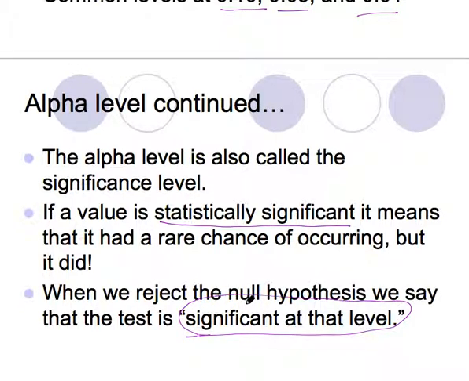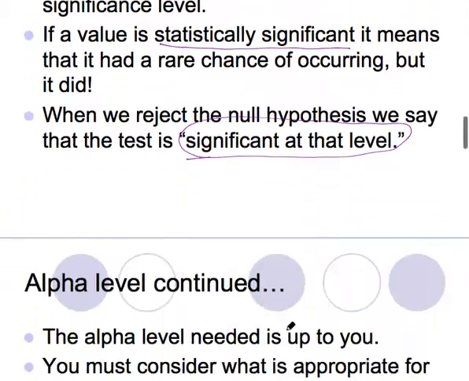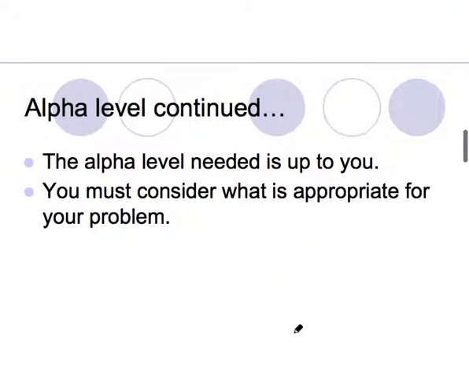We reject the null hypothesis because the test, and then whatever the statistic was, was significant at that level. Okay, so that's where the alpha level comes in. And you choose what the alpha level is. You have to look at what your problem is and what your scenario is and what you're actually hoping to conclude, and then you make a decision how small you want that alpha level to be.